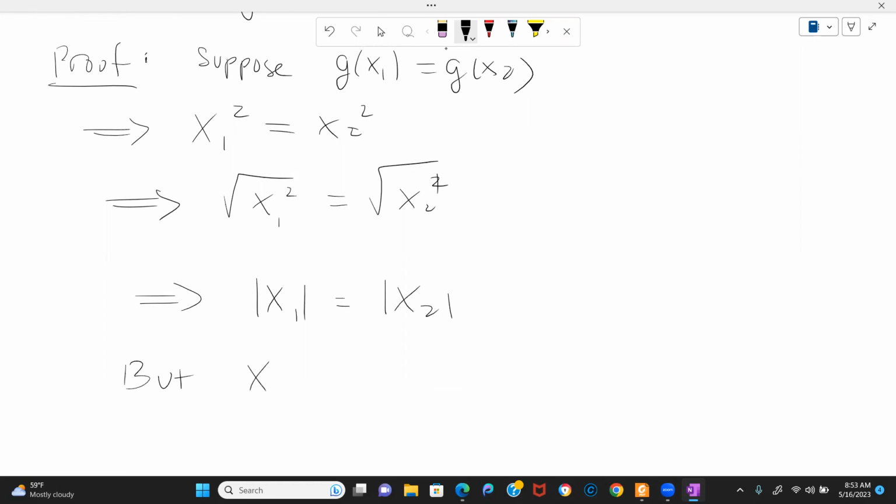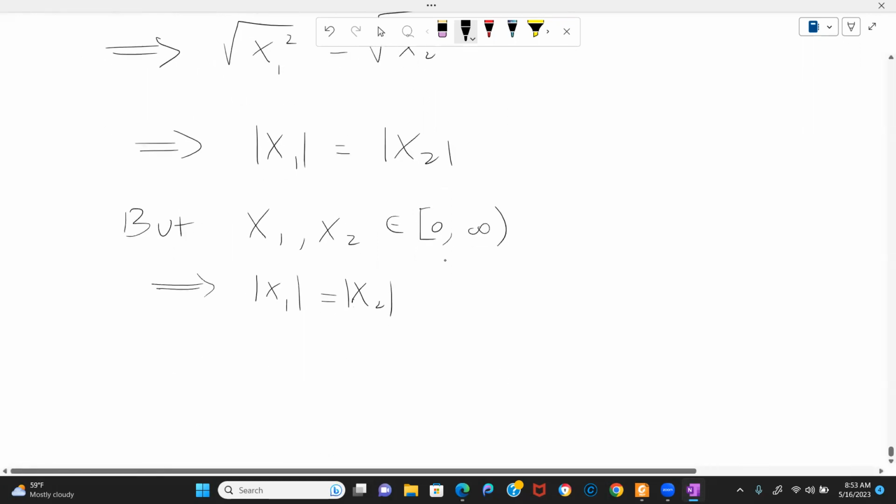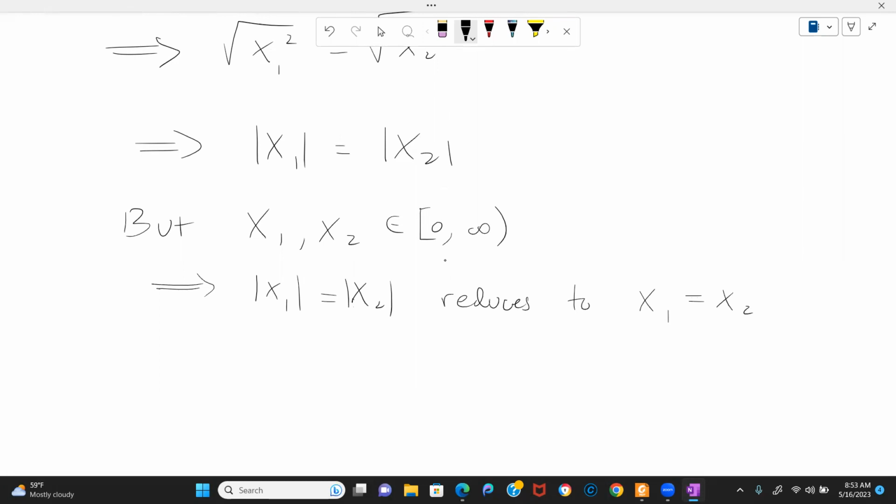But we're assuming that x1 and x2 are non-negative, right? So this equation right here just reduces to x1 is equal to x2. And so we got the conclusion that we wanted, that x1 is equal to x2. The box, filled in like this, just means that the proof is finished.